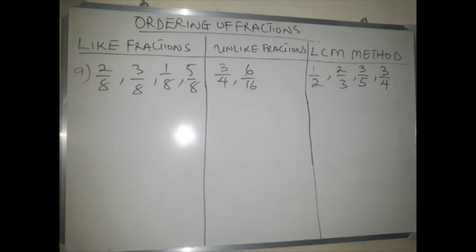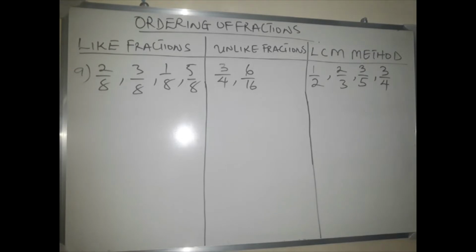Like in the first column, we have like fractions, second column, we have unlike fractions, and in the third column, we have what is called the LCM method. So let's go straight to the very first column where we have some fractions. And as you can see, the fractions have similar denominators, and because they have similar denominators, they are known as like fractions.